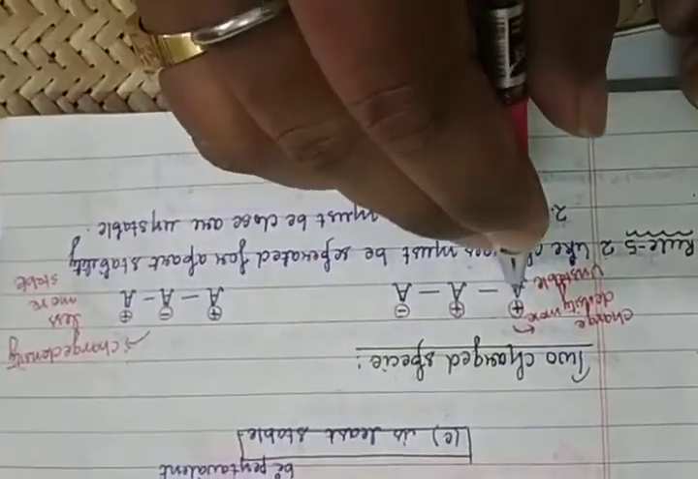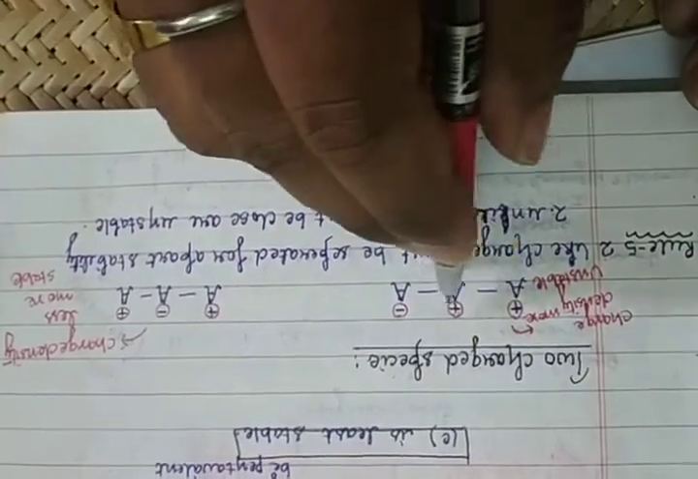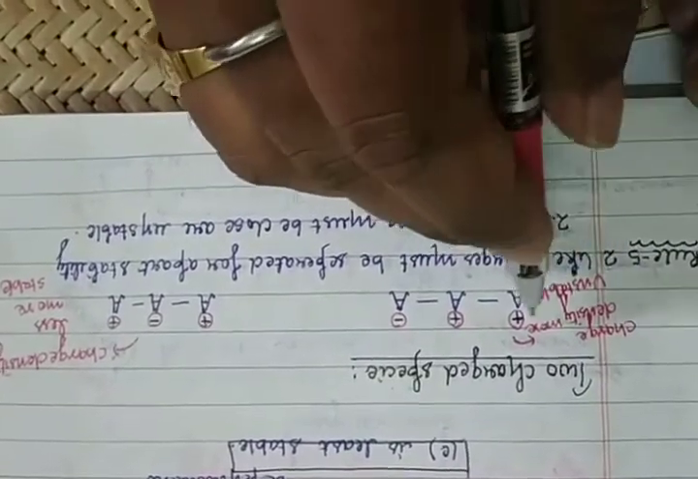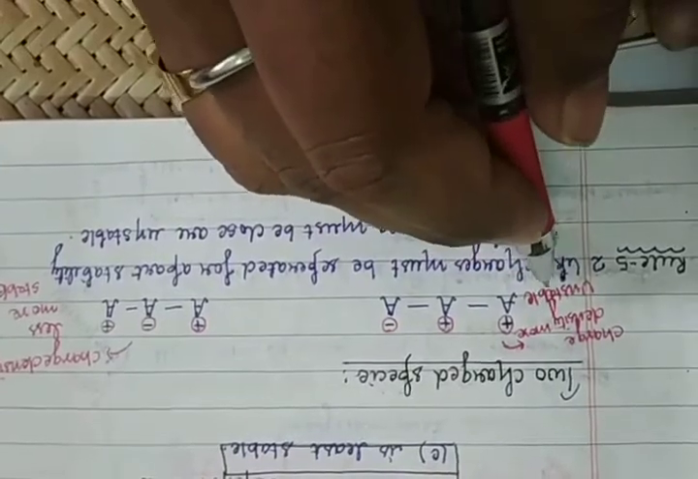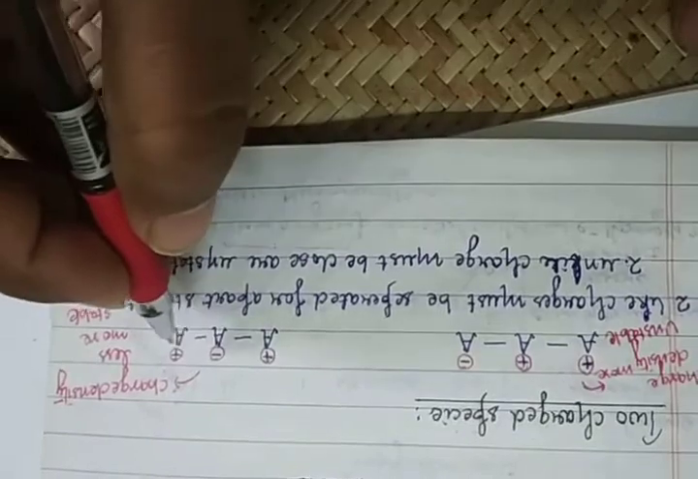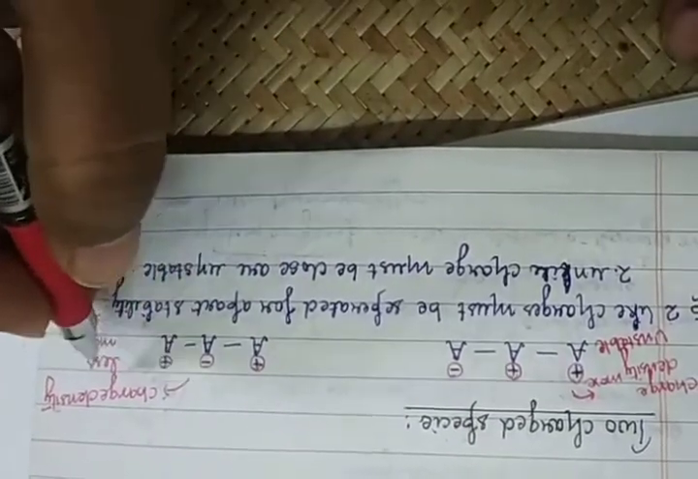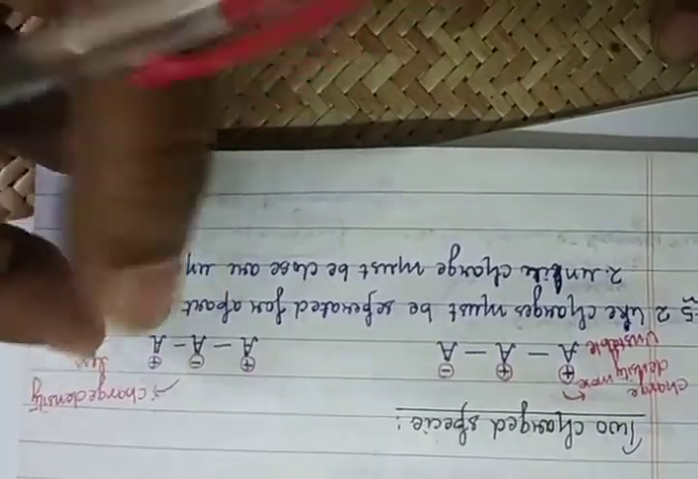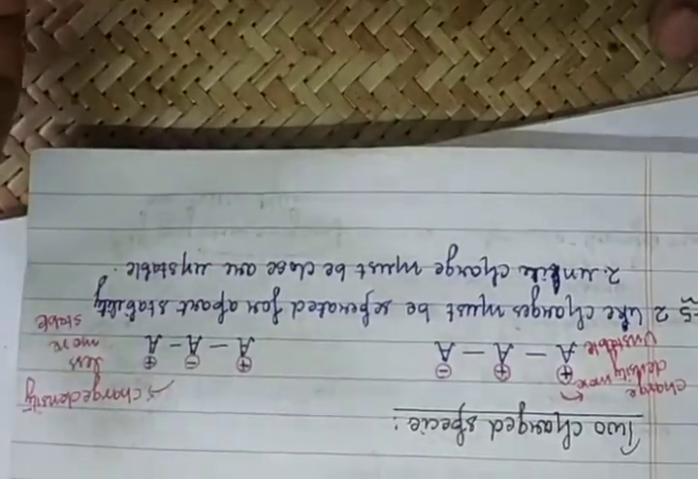So now in this case, 2 positives are on the same side. If positive charges are on the same atom on the same side, it means charge density is more. Repulsion is there, and the compound is unstable. But in this case, there is positive, negative, positive. It means charge density is less. No repulsion is there, it means attraction is there. So charge density less, more stable. Attraction is there, it means stability.